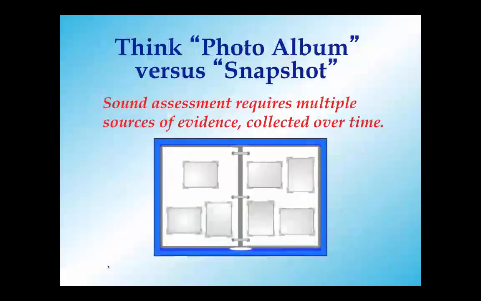So a key idea in stage two is suggested by the analogy on the screen. When we think about assessment evidence, evidence is plural. So it suggests that we have a collection of evidence over time. And the photo album analogy is also suggestive, that the best assessments aren't a single snapshot that gives us a moment in time picture of what students know and can do, but it's often incomplete. We need a photo album, a variety of pictures taken over time that will give us a more complete portrait, if you will, or picture of students' knowledge, skills, and understanding.